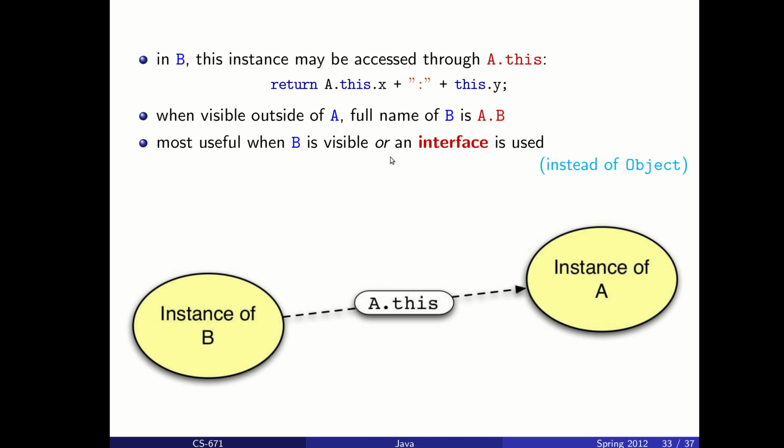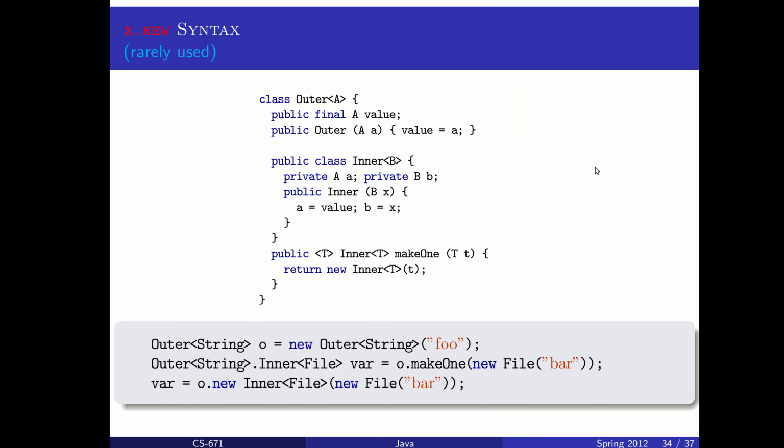It's most useful when B is visible or an interface of some sort is used to define the B's behavior. For instance, when we define some node interface that we'll then be using for B. So we have an instance of B that can refer to A.this to get access to the instance of A for this non-static member class there. As I mentioned, we can use this strange something.new syntax to create new objects of type B.